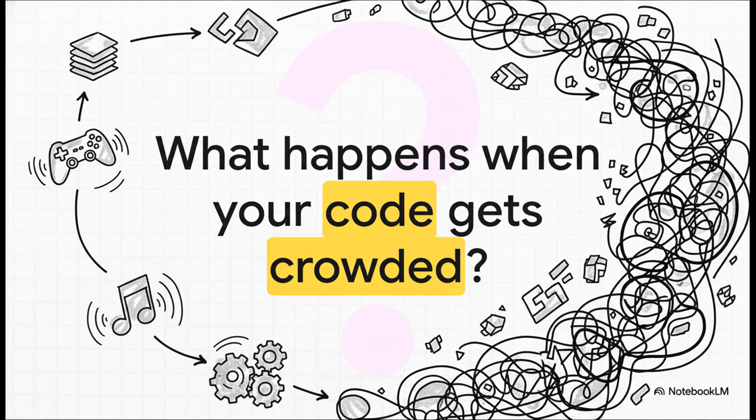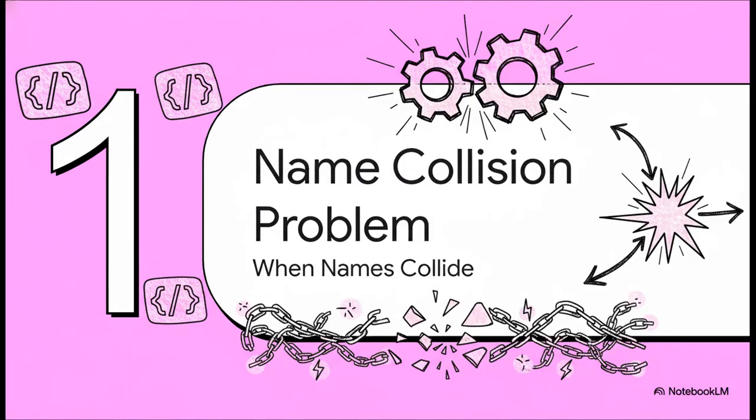So just imagine you're building a game. It starts out small, and everything is neat. But then you start pulling in other libraries, a graphics library, an audio engine, maybe a physics system. And all of a sudden, your project is crowded. You've got functions and variables all over the place, and things start to break in these really confusing ways. And that brings us to our first major headache in any kind of large-scale software project. It's called the name collision problem.